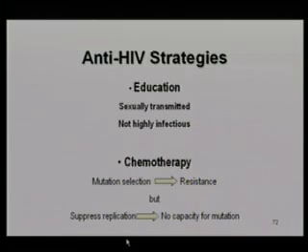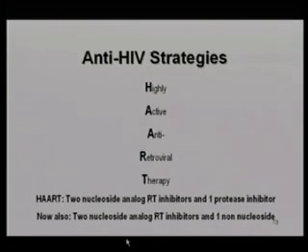Chemotherapy, as I've said, has been very useful. You get resistance, suppress replication, no resistance because of no replication. We've got the highly active antiretroviral therapies. These consist usually of 2 nucleoside analog reverse transcriptase inhibitors and 1 protease inhibitor, or 2 nucleoside analog reverse transcriptase inhibitors and 1 non-nucleoside reverse transcriptase inhibitor. And we'll look a bit more at those tomorrow morning.